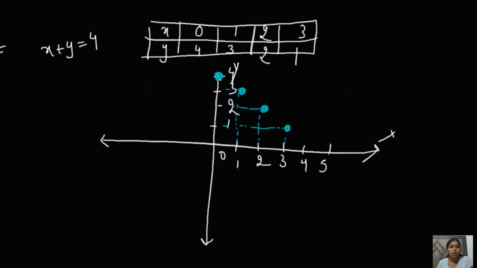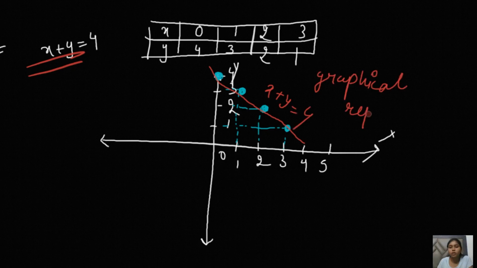As you can see, when we draw the line, we'll get a straight line graph. Okay, so this is what this equation means. You can write here that this is the particular equation. Okay, this is how you do the graphical representation. It is very easy to plot a graph.